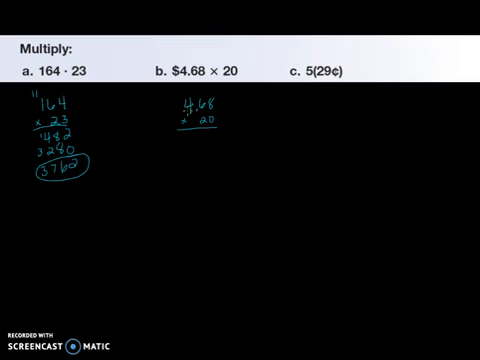Okay, we know everything times 0 is 0, so we don't have to worry about that. So we go to this place value. Right, now, since this is 2 over, we have to go 2 over here. Our answer is $93.60. Okay, here, this is the longer number, and it's 0.29 times 5.